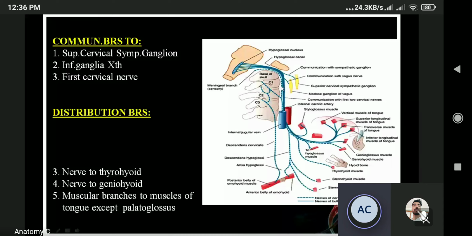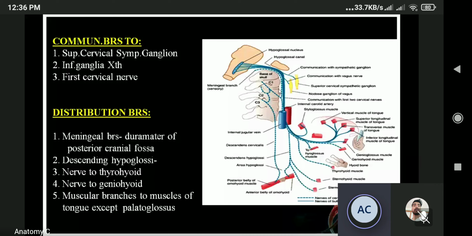Now the other branches: we have the meningeal branches and we have the descending hypoglossal. When you trace the hypoglossal nerve below, can you see some fibers descending down and attaching with another nerve known as the descendens cervicalis? This is the descendens cervicalis, which comes from C2 and C3, and this is the descendens hypoglossi, which is the branch of the hypoglossal nerve. The descendens hypoglossi and descendens cervicalis will form an arch, a round one. So this is known as the ansa cervicalis.